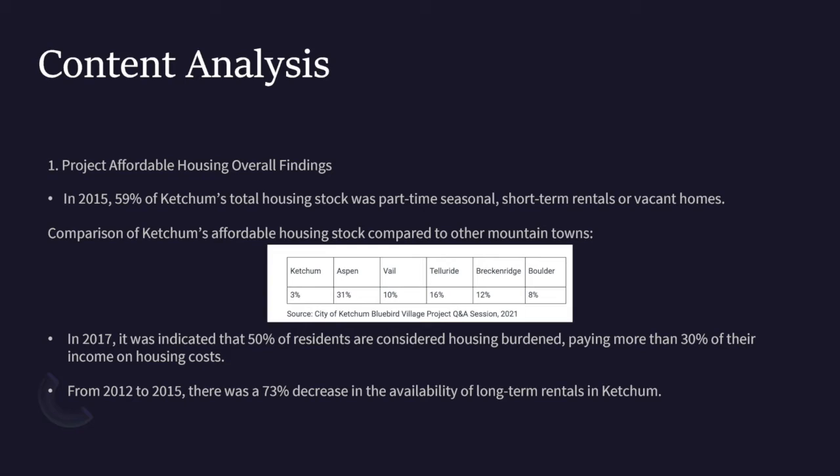As you can see in the image, compared with other mountain towns, Ketchum has only 3% of housing stock, a current affordable housing issue that needs to be dealt with. And in 2017, data indicated that 50% of residents are considered housing burdened. They pay more than 30% of their income on housing costs, and from 2012 to 2015, Ketchum had a 73% decrease in the availability of long-term rentals.